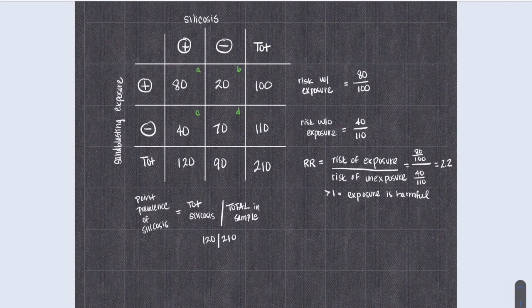So now let's look at absolute risk. Our absolute risk is also called our risk difference, and it's the measure of our risk of exposure minus our risk of that silicosis with non-exposure. So that one is going to be that 80 over 100 minus our 40 over 110, and that is going to give us 0.4. If something is greater than 0, that means the exposure is a harmful risk difference.